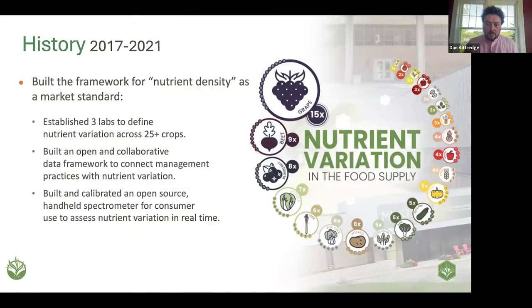Then we proceeded into the research side. As the work of the organization was spreading around the country and then into other countries, and we were talking about this concept of nutrient density, nutrient variation, meters, being able to test, possibly having market drivers be aligned with that.